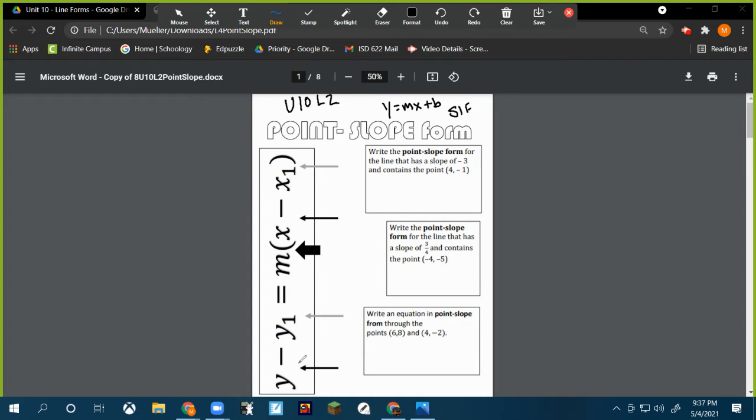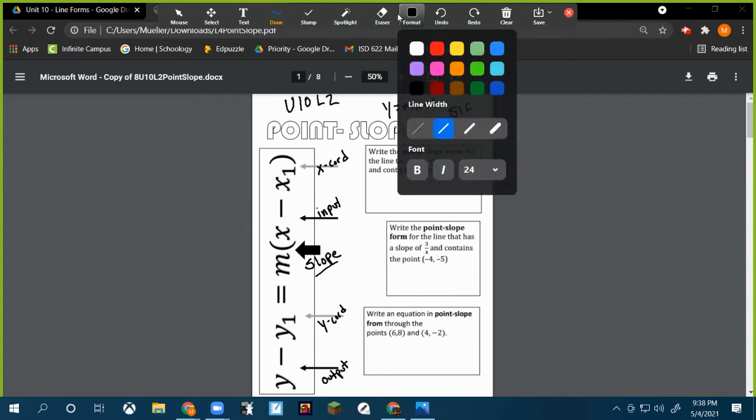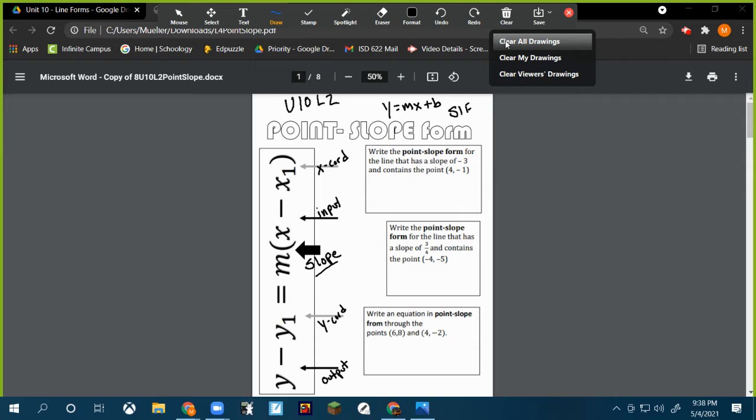I got it right here for you. Y minus y1 equals m times x minus x1. We all know that m is our slope. We know y is an output. We know x is an input. Well, what about x1 and y1? Well, these are just coordinates. These are points. This is your y coordinate, and this is your x coordinate. A little weird. I'll tell you that as we get through this, it will all make really easy sense for you, and it will become very clear.